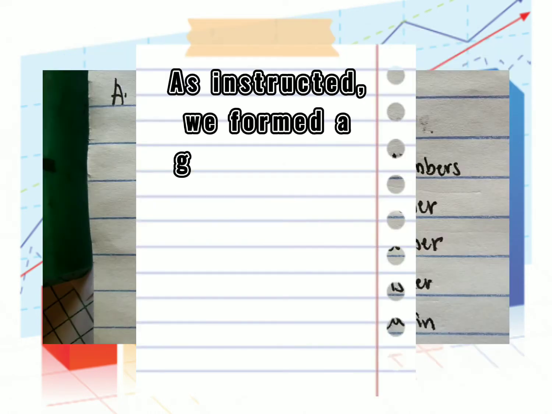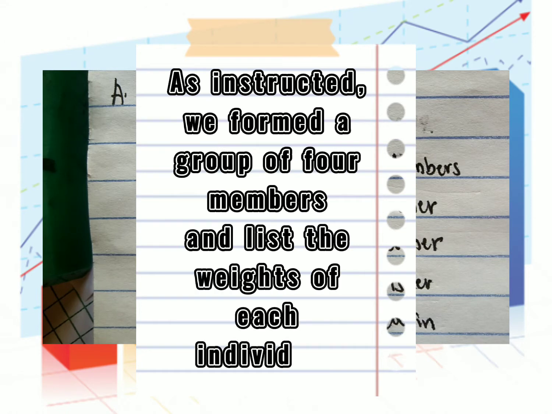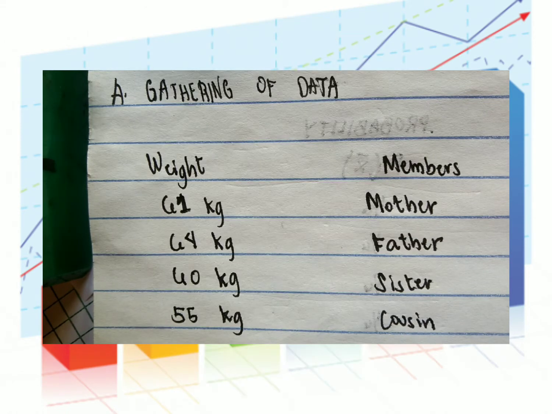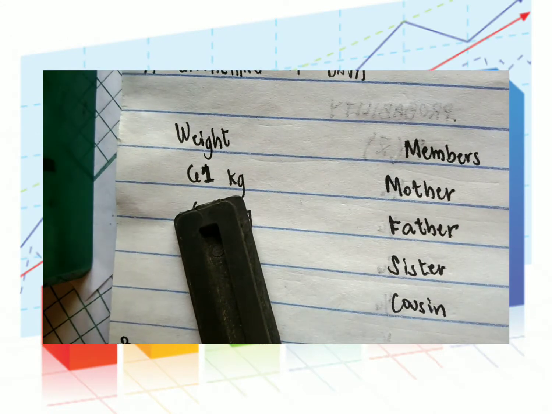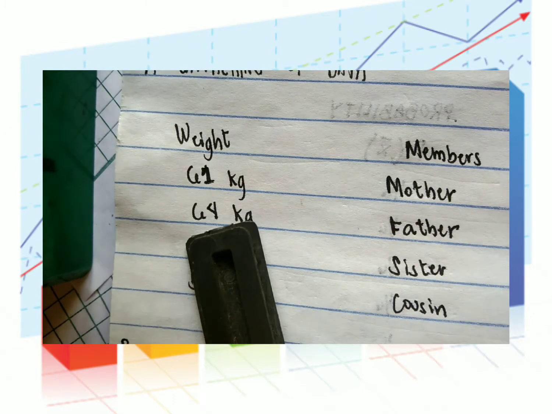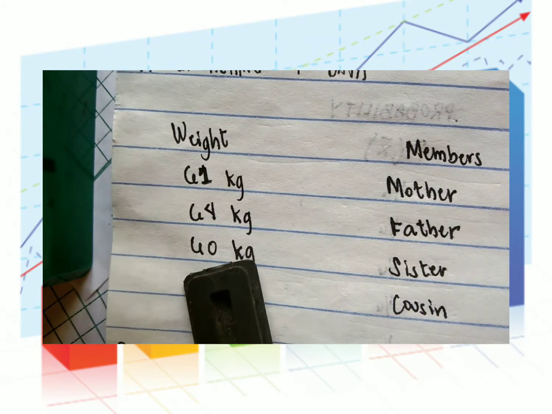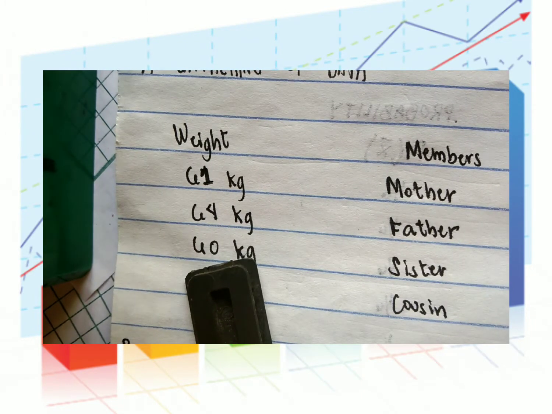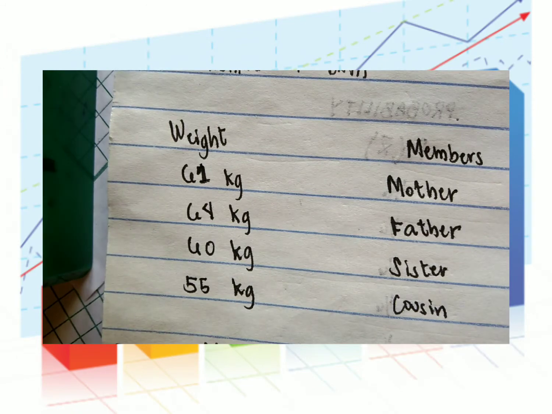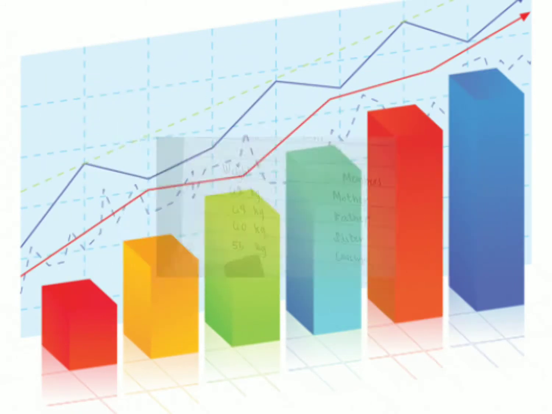As instructed, we form a group of 4 members and list the weights of each individual. According to the gathered data, my mother weighs 61 kilograms, my father weighs 64 kilograms, my sister weighs 60 kilograms, and my cousin weighs 55 kilograms.